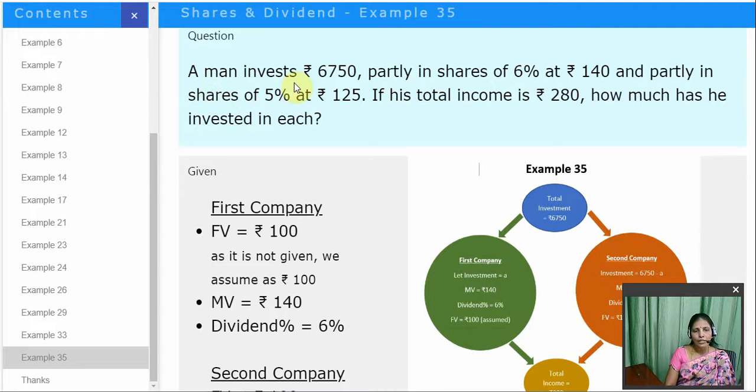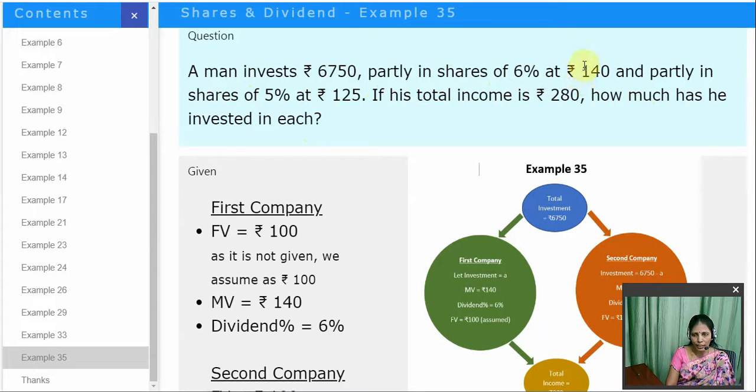A man invests rupees 6,750. This is his investment. Partially in shares of 6% at rupees 140 and partially in shares of 5% at rupees 125. If his total income is rupees 280, how much has he invested in each? See, a man is investing this much amount partially in one company which gives 6% dividend at rupees 140.